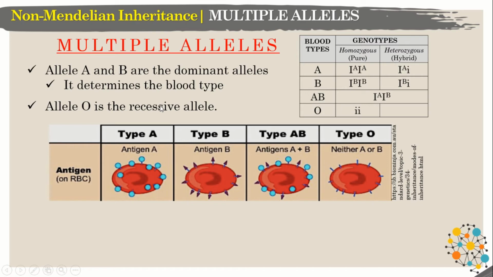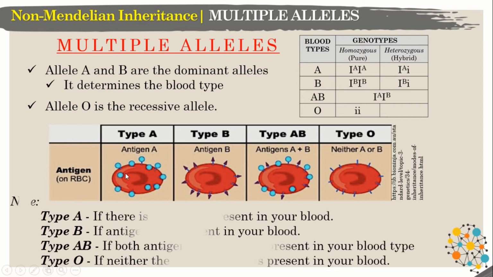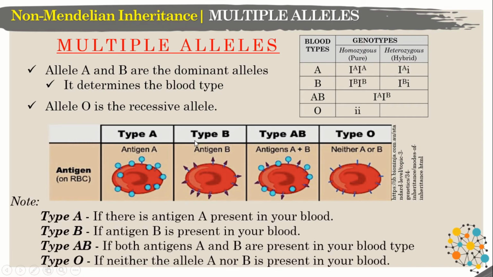Okay. So, how do we know if you are blood type A, blood type B, blood type AB, or blood type O? It depends on the antigen that is present on the RBC. If antigen A is present on your RBC, then that means you are blood type A. If antigen B is on the RBC, then you are blood type B. If both antigens A and B are present on your RBC, then that means your blood type is AB.